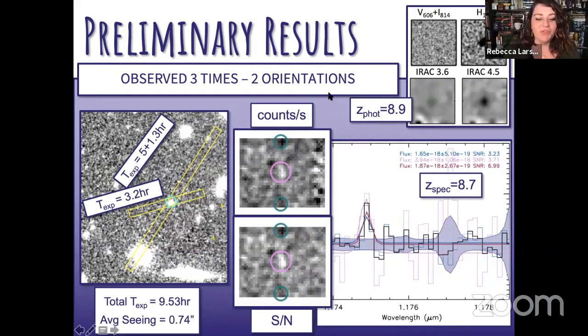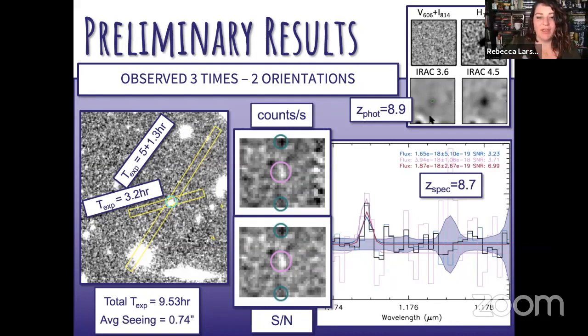A total exposure time of 9.5 hours for this over 3 different nights with an average seeing of 0.7 arcseconds. In fact, this is probably our best data that we got. And so I'm very happy that in our best data, we actually have a detection. I'm showing the IRAC postage stamps at the top where we do have that red IRAC color indicative of potentially strong O3 emission. And so our photo Z is around 8.9, meaning that we're doing a pretty good job of getting all of our photo Zs for our target galaxies.